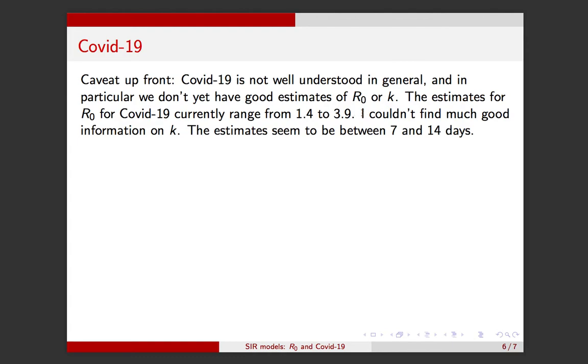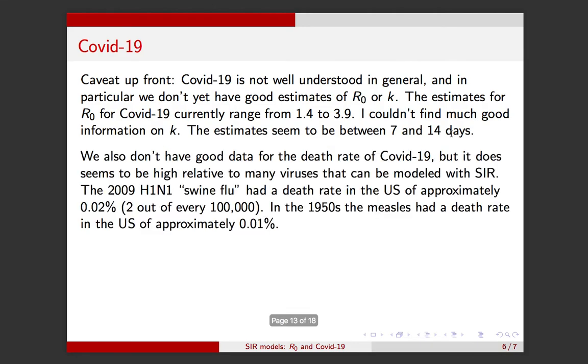At this point, I couldn't find much information on K, so I'm searching things like PubMed. Of course, you can go to Wikipedia and try to source things from there. I'm looking at the math and epidemiological literature. It's just hard to know right now. Anyway, the estimates seem to be between a week and 2 weeks. Of course, these are averages, right? So you might be infectious for 3 or 4 weeks if you have a bad case.